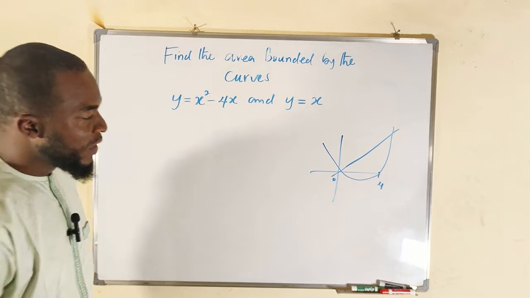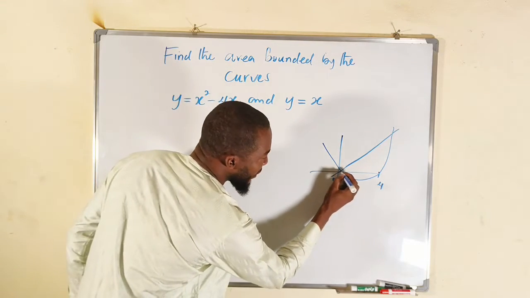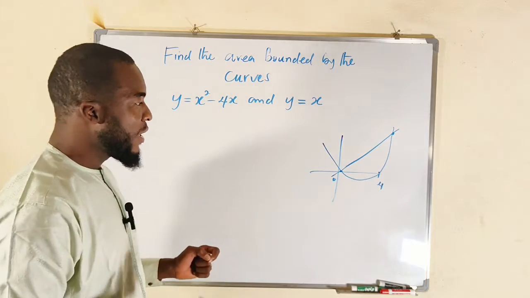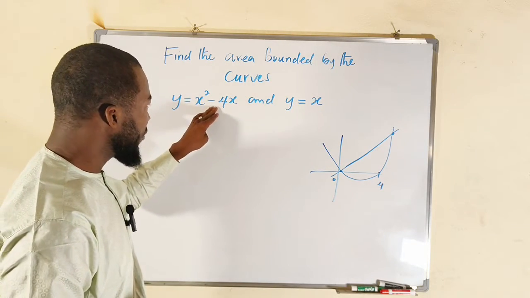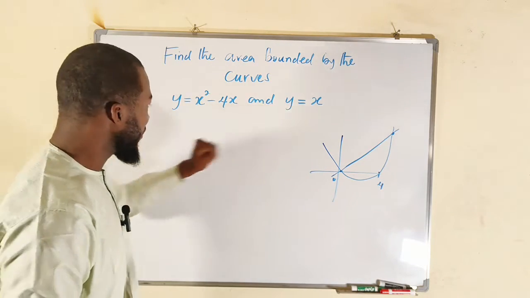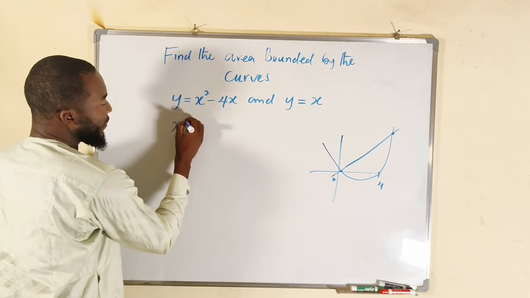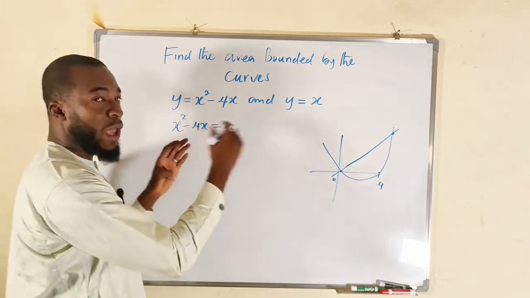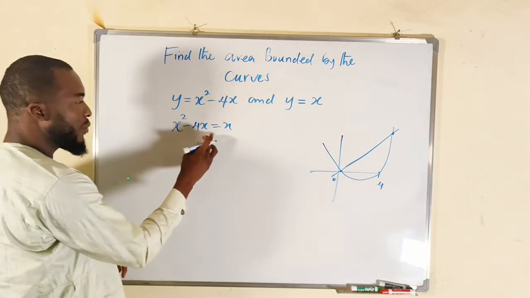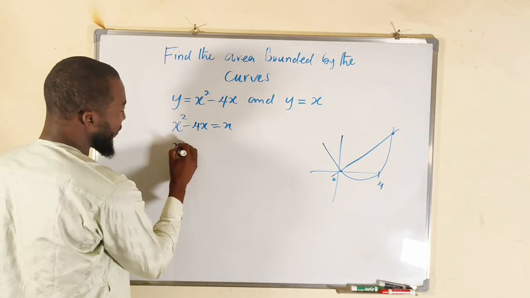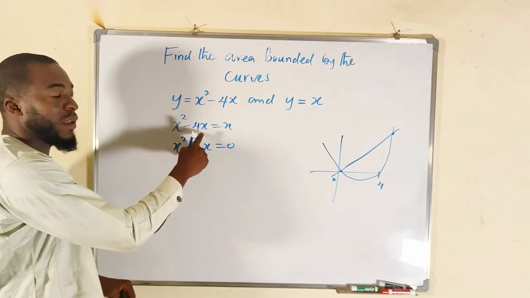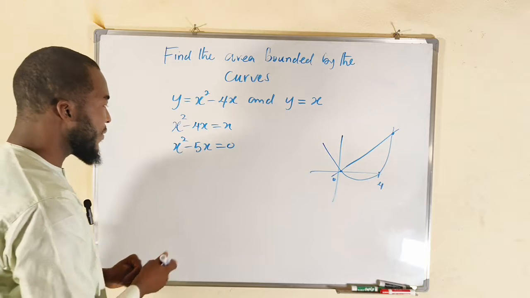So in order to find the limits, we need to find the points of intersection where the two graphs intersected. And to do that, you can simply take this one and equate it to this. So let's do that. If I have x squared minus 4x equal to x, we are equating the right hand sides. The moment you bring this one in, we have x squared minus 5x equal to 0, because negative 4, negative 1 is negative 5.